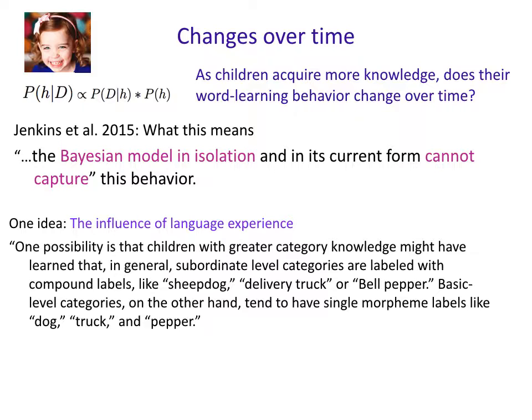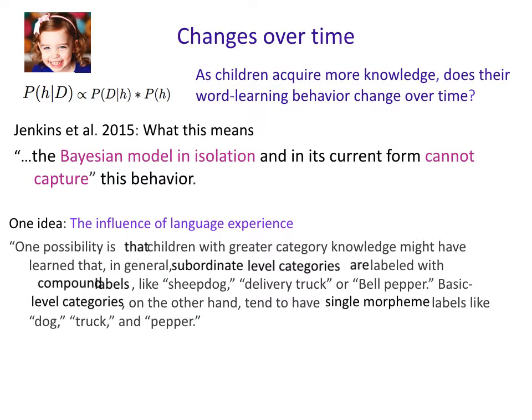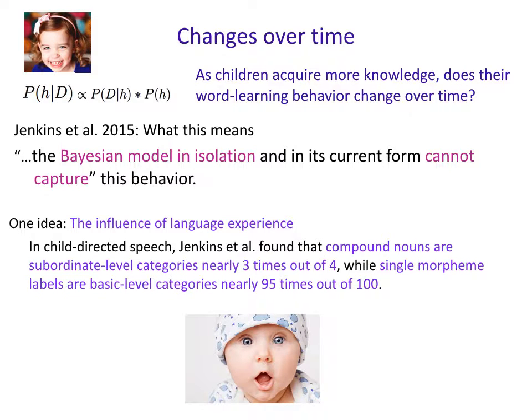Two words together to make a single compound word for subordinate level categories, versus basic level categories tend to have single morpheme labels, that is, labels made up of a single word, like dog or truck or pepper. And guess what? When you hear FEP, FEP is a single morpheme label, right? So if you've realized this overall pattern in English, you might have the behavior we saw from the experiment with those kids. And in fact, when they looked, they said, this is not crazy to think that kids would have, because in child-directed speech, the kind of input that these kids would be getting, the compound nouns are subordinate level categories nearly 3 times out of 4, right?